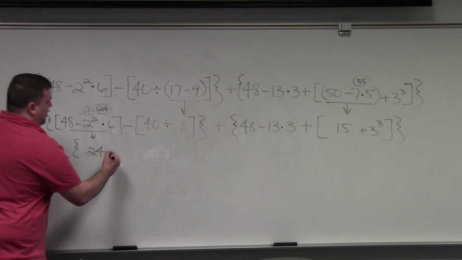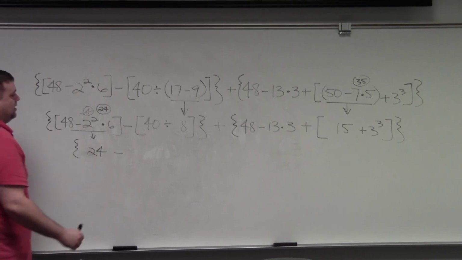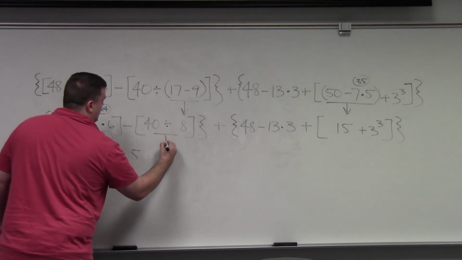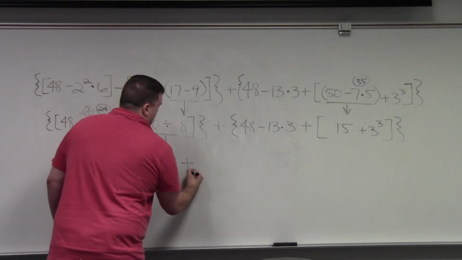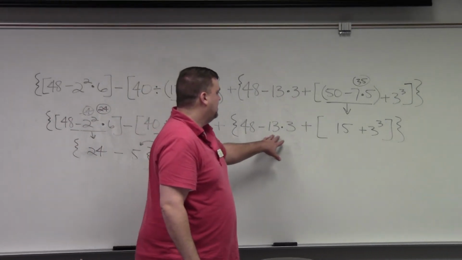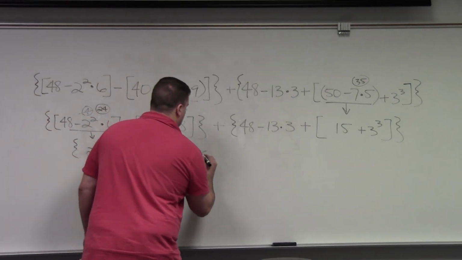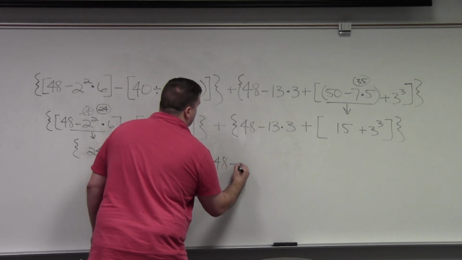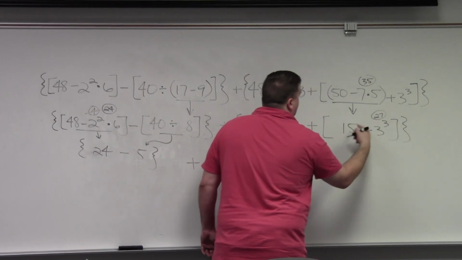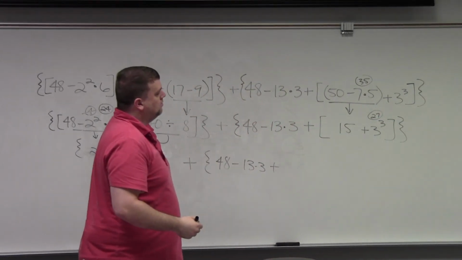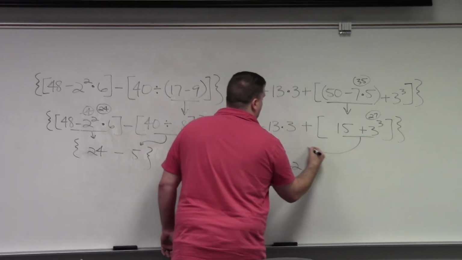We've got 24 minus 40 divided by 8. There's only one operation there. 40 divided by 8 is 5. And we have plus, and we'll worry about this after we take care of the brackets. 3 to the third power, right? That means 3 times 3 times 3. So that's 27. And then 15 plus 27, 42. So that takes care of that bracket.